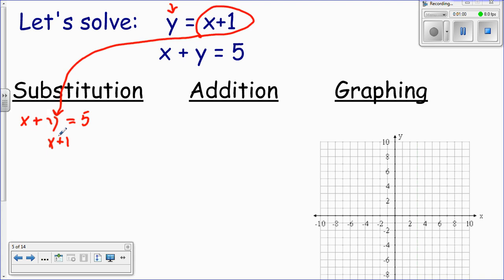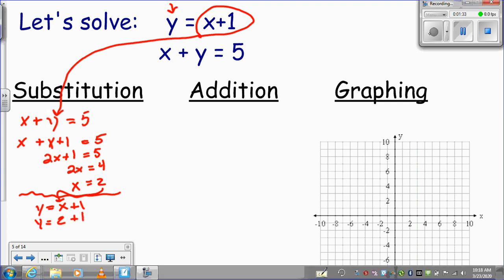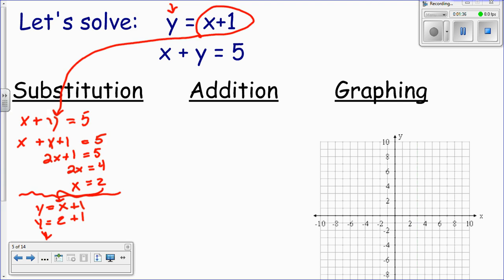So now we have 2x plus 1 equals 5, which means 2x is 4, which means x must be 2. To get your y value, you're going to take it and put it into either one of the originals. I like this one. So now I'm going to take the 2 and put it right in for x. So y is equal to 2 plus 1, so y is equal to 3.